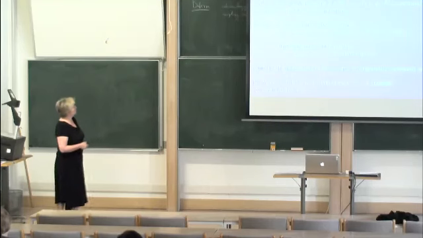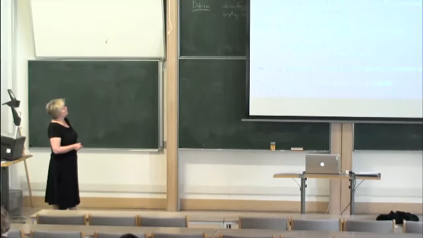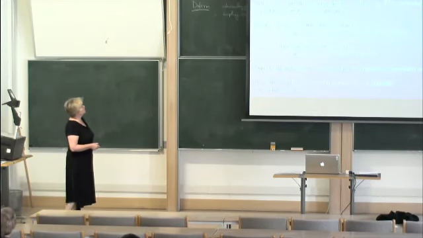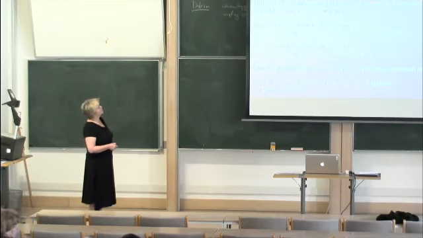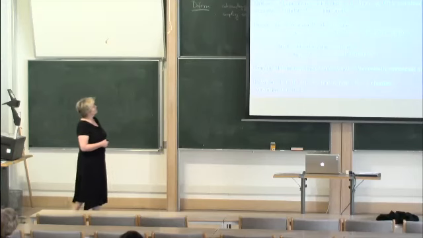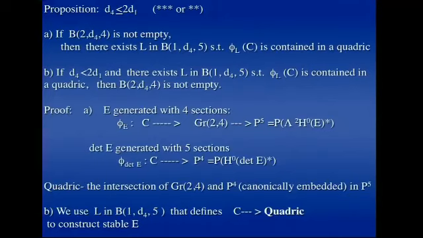If the degree is smaller than 2D1, then there exists the bundle. Then there exists the embedding in a quadric. This embedding actually will generate a bundle that shows that B2D4 is not empty. And how does the construction go? This is a standard construction that we take.